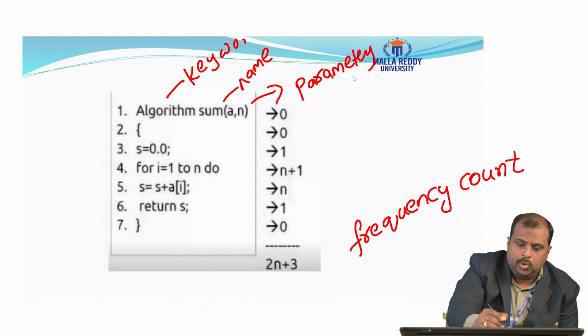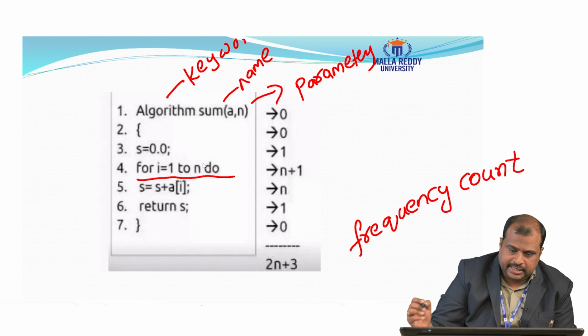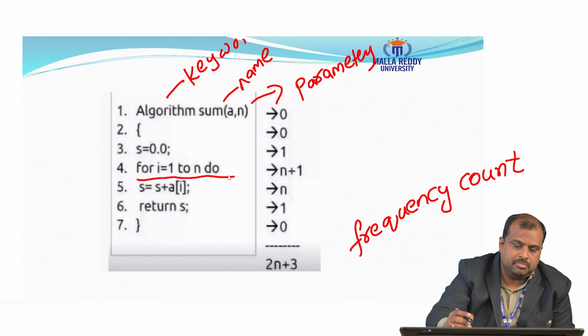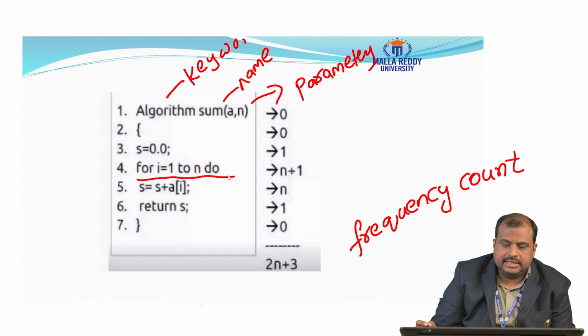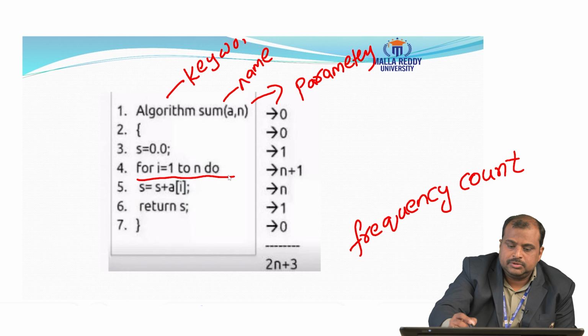For example, here the loop is for i equal to 1 to n, depending upon the size of n passed by the user. The algorithm takes that much amount of time. Say, for example, the value of n depends on the user. This line will execute n plus 1 times. This line will execute n plus 1 times. The next is s equal to s plus a of i, the index position; this line will execute n times, and finally we return the value.